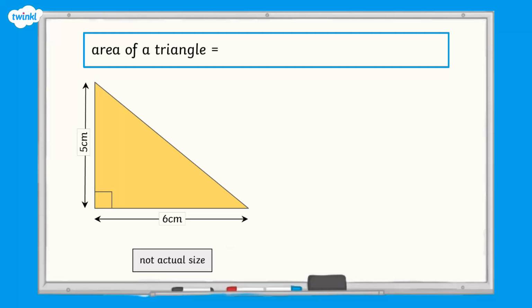We find the area by multiplying the base by the perpendicular height and then halving it. We can write this as a formula. Half multiplied by 6 multiplied by 5. We know we can do multiplication in any order, so we can calculate 6 multiplied by 5 first, and then multiply it by a half, which is the same as dividing by 2.